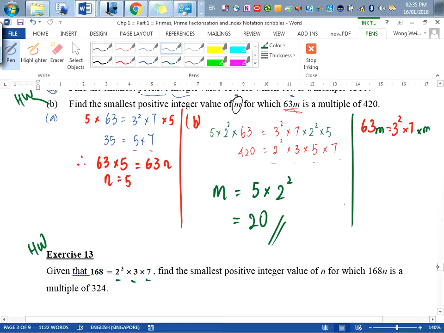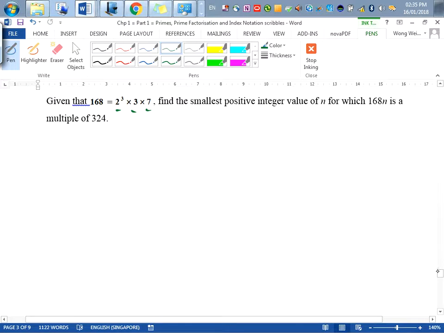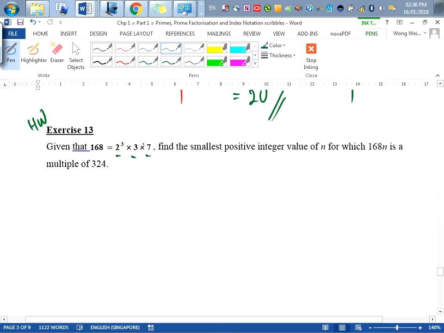Okay, now, let's go on to example number 13. Exercise 13. 168 is equal to 2 cubed times 3 times 7. Find the smallest positive integer value of n, for which 168n is a multiple of 324. Same method, just that right now, we have different numbers. So, 168 equals 2 cubed times 3 times 7.